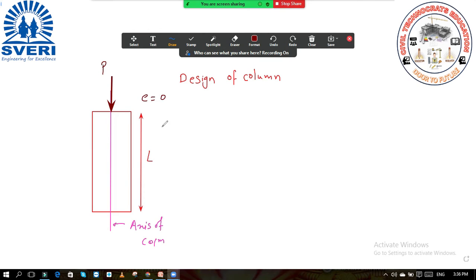If we want to calculate the direct stress sigma 0, the direct stress will be P by A in this case. And the bending stress sigma B, how do we calculate it? It is M by Z, where M is P into E, so sigma B is P into E by Z. If the eccentricity is 0, then sigma B must be 0. This is about when the load is acting perfectly along the axis of the column. But this is the ideal condition. This condition does not happen.